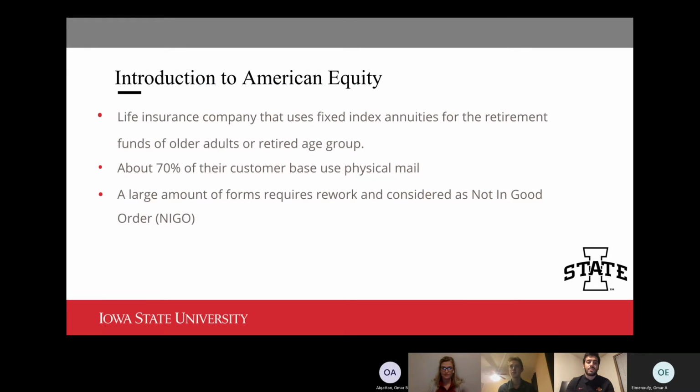American Equity is a life insurance company involved in utilizing fixed index annuities for retirement funds for retired or older adults. About 70% of their customers use physical mail. The problem American Equity faces is that a large number of forms requires a rework, and these forms are considered as not in good order, or NIGO.